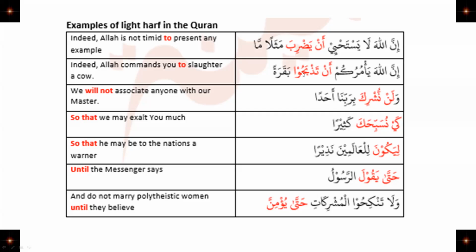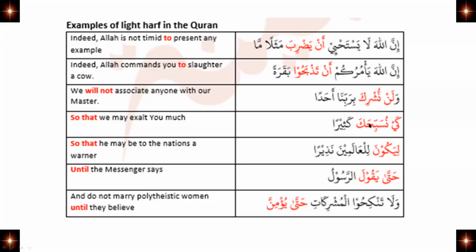It's the same fi'l mudari in front of an, but in this case, the noon dropped. Why? Because this one is for antum, right? Inna Allah ya'murukum an tazbahu, antum. So ta and u is antum. Lan nushrika, nahnu. So na, nushrika. Okay? So lan is harf of light. Nushrika is fi'l mudari light. Okay? Kay is harf of light.